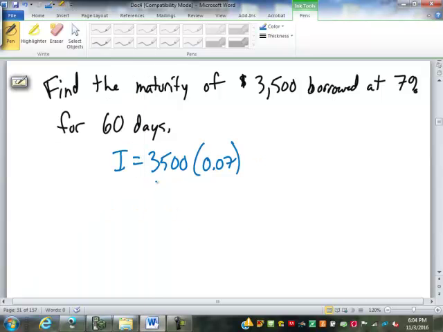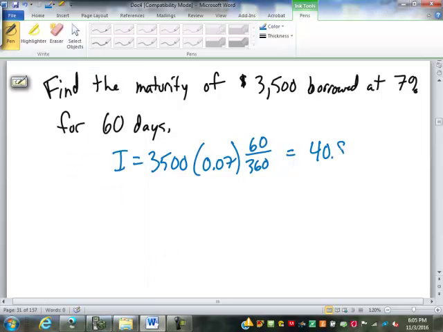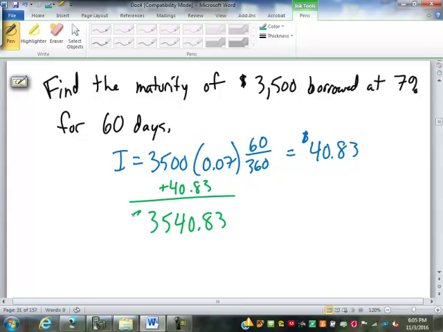So for this one, 3,500 times 0.07 is your rate. It is 60 over 360 because it does not say ordinary or exact, so we assume ordinary. So that gives us interest of $40.83. So the maturity value is 3,500 plus $40.83, which is $3,540.83.